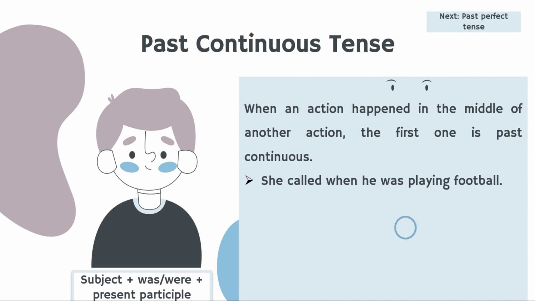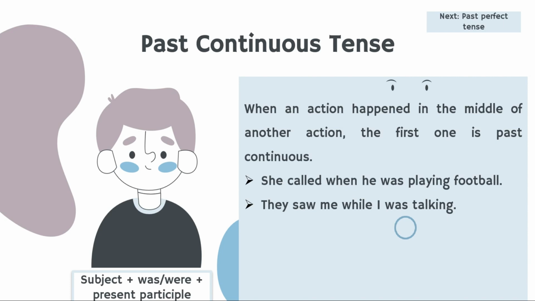For example, she called when he was playing football. Or they saw me while I was talking. So when I was talking, they saw me. So the action of seeing is in the middle of talking. So because when I was talking first, it is the action that happened first, we use it in past continuous tense.